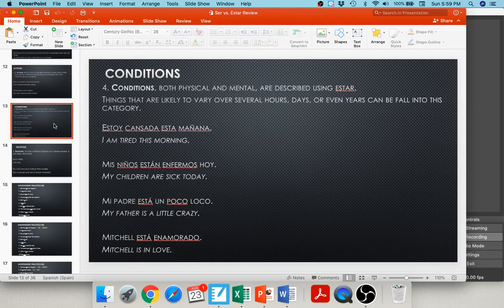The C of PLACE refers to conditions. These are both physical and mental conditions, by the way. And some good examples. "Estoy cansada esta mañana." I'm tired this morning. That's a temporary condition. You're not always tired. You might be, but generally that's a condition. "Mis niños están enfermos hoy." My children are sick today. That's a temporary condition. Hopefully you're not going to be sick forever. "Mi padre está un poco loco." My dad's a little crazy. Temporary, hopefully. "Mitchell está enamorado." He's in love. Again, love is considered to be a condition.